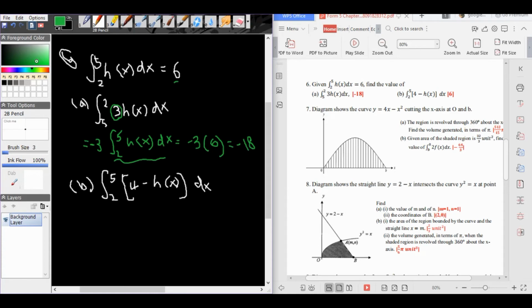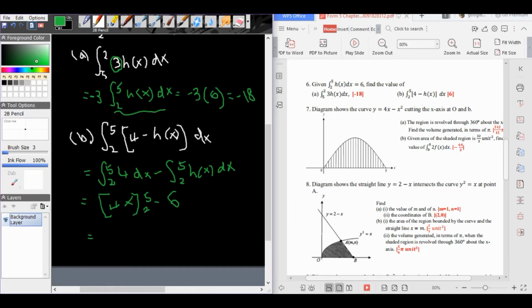For b, this is two functions. We can separate them. So integrate 2 to 5, 4 dx minus integrate 2 to 5 h(x) dx. So this is equal to 4x from 2 to 5 minus, and this is 6. Okay, so this one, substitute 5 to x. So 20 minus, substitute 2 to x, 8 minus 6. So the answer will be 6.